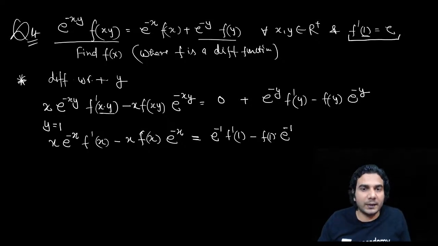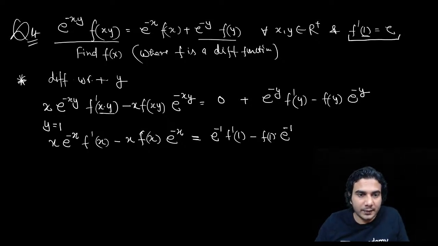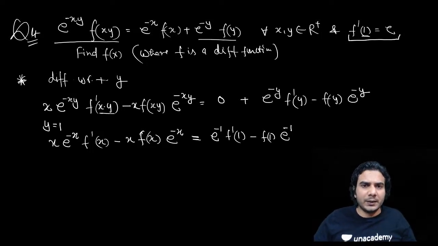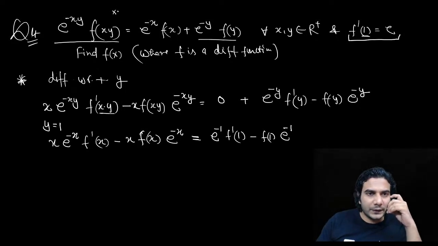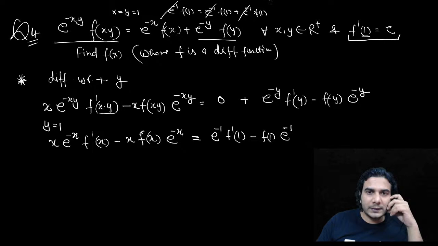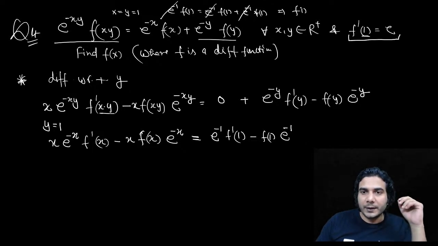This is what we are getting, right? Now see what value is required. f of 1 is required, right? We'll get f of 1 by putting x is equal to y is equal to 1 in this equation. So if we put x is equal to y is equal to 1, we'll get e raised to minus 1 f of 1 is equal to e raised to minus 1 f of 1 plus e raised to minus 1 f of 1. So e raised to minus 1 cancels and f of 1 will be 0, right? So this term will vanish.